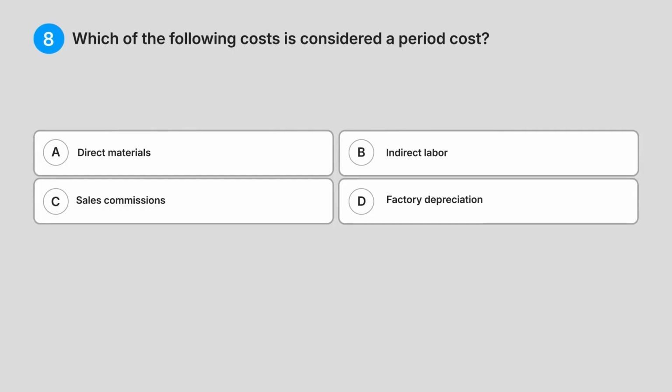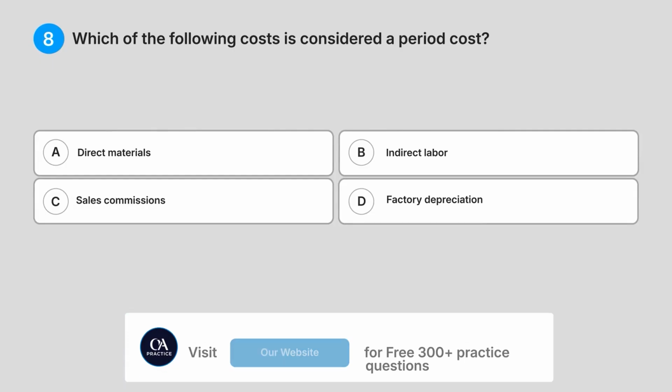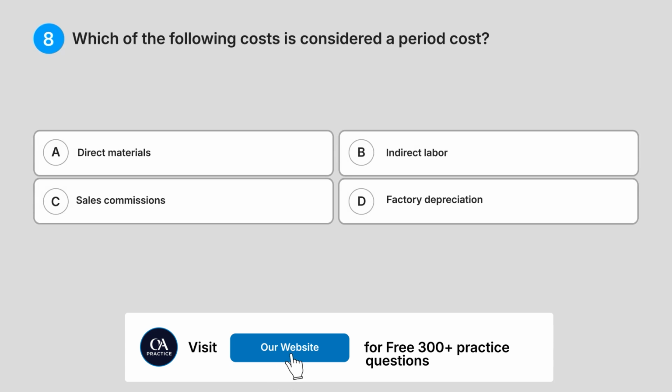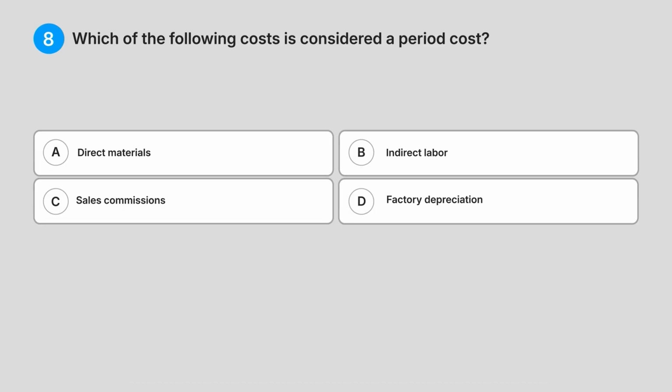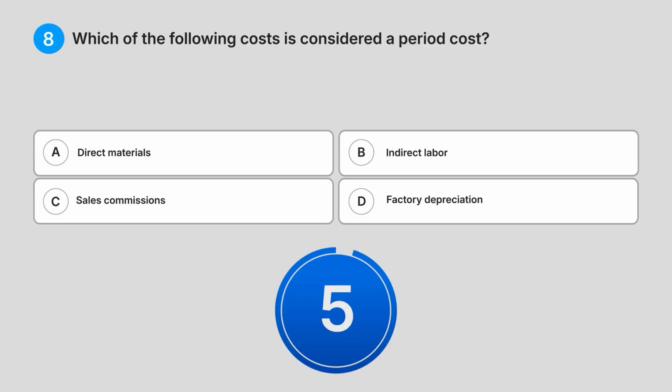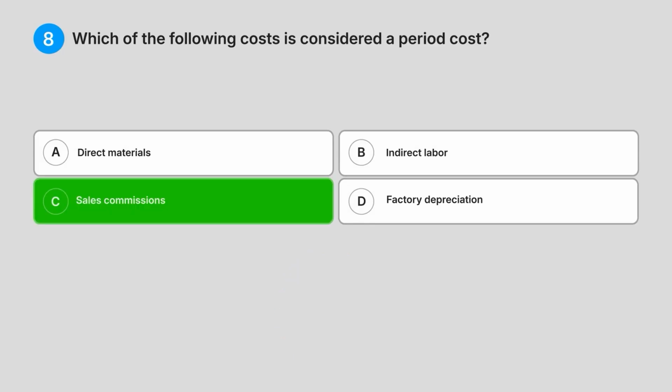8. Which of the following costs is considered a period cost? A. Direct materials. B. Indirect labour. C. Sales commissions. D. Factory depreciation? What do you think is the answer? Correct answer, C, sales commissions.